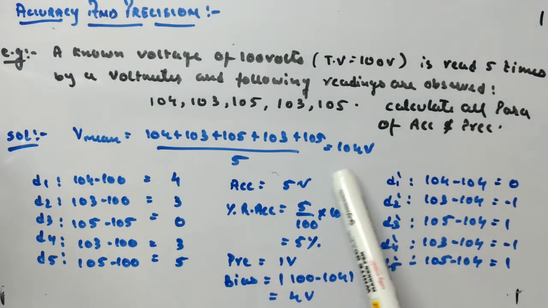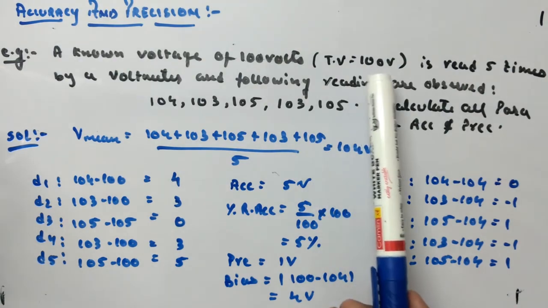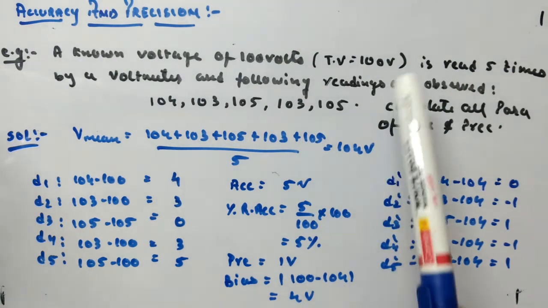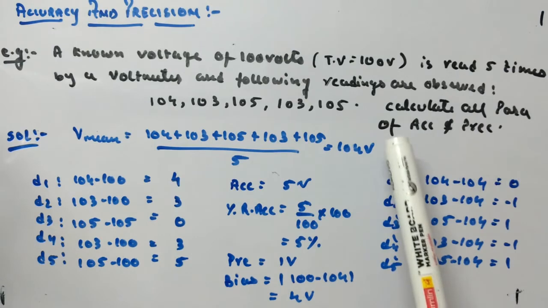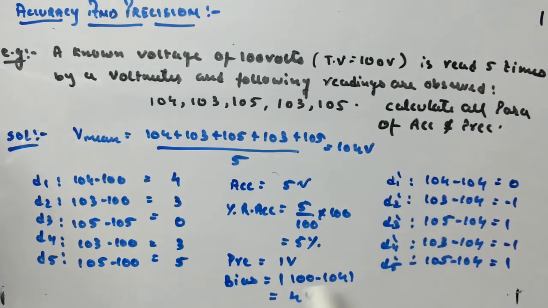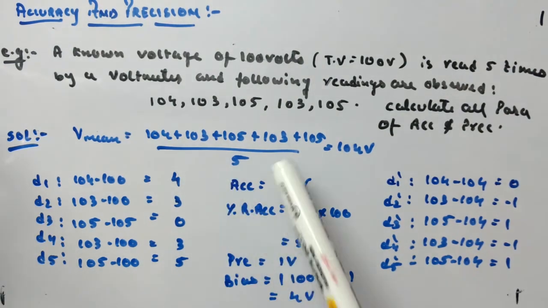Bias is the deviation of the mean value with respect to the true value. So either you do 104 minus 100 or 100 minus 104. Because of the modulus, you will get plus 4 volt only. Okay, so this is your bias, this is your precision, and this is your accuracy.